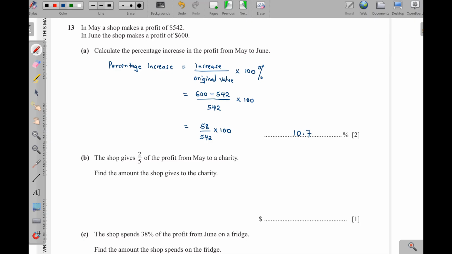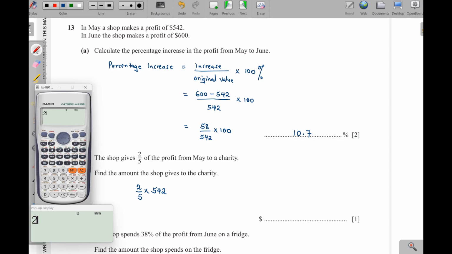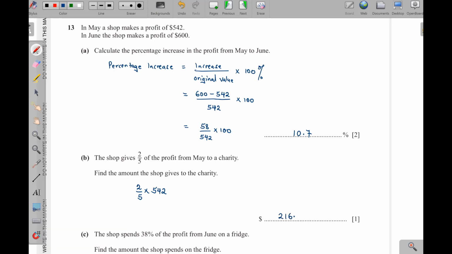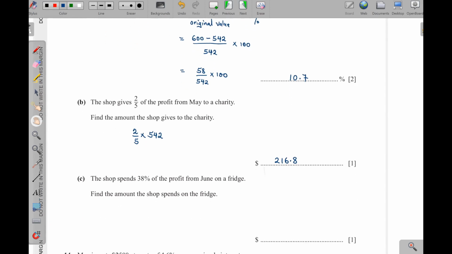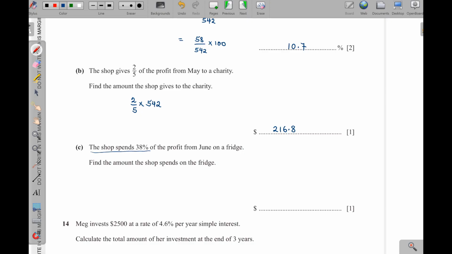And then part B, the shop gives 2/5 of the profit from May to charity. Find the amount the shop gives to charity. So this one will be 2/5 of the amount from May, which is 542. So what do we get altogether? 2/5 times 542 gives us $216.8.